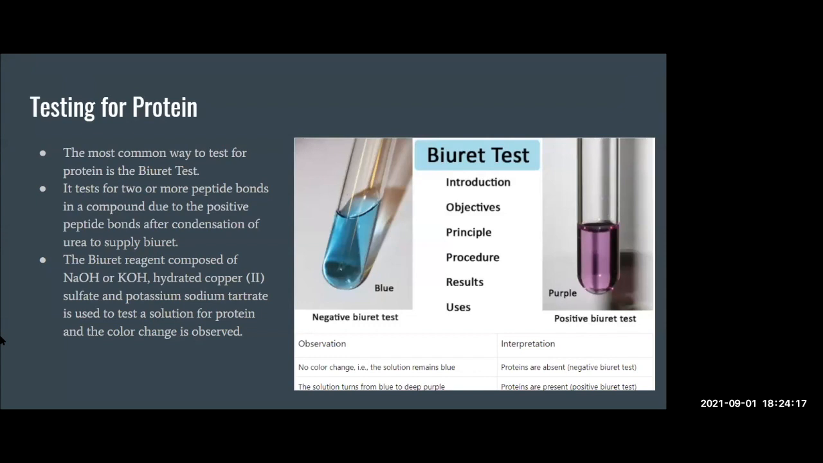The biuret reagent, which is used for biuret testing, is composed of sodium hydroxide or potassium hydroxide with hydrated copper sulfate and potassium sodium tartrate. It is used to test a solution for a protein, and the color change is observed. If protein is positive, then it will become a purple color, and if protein is negative, there will be a blue color, as shown in the photos to your right.